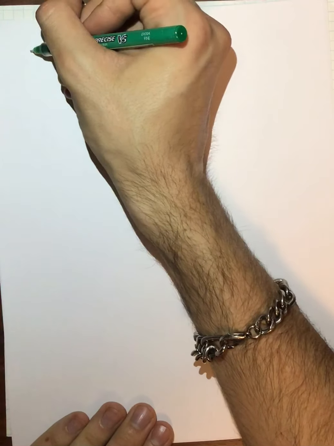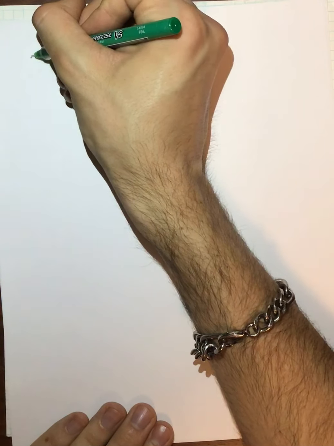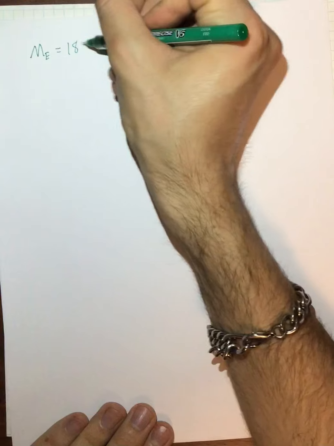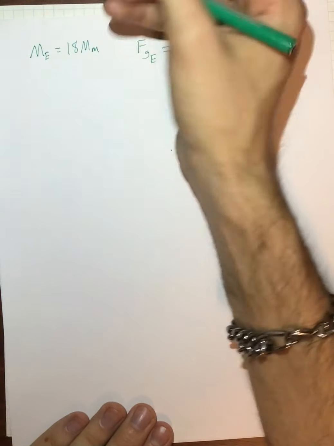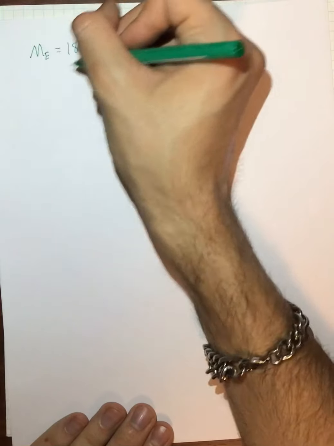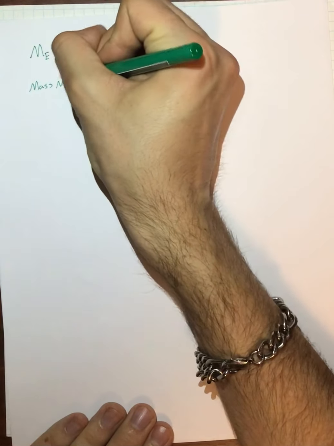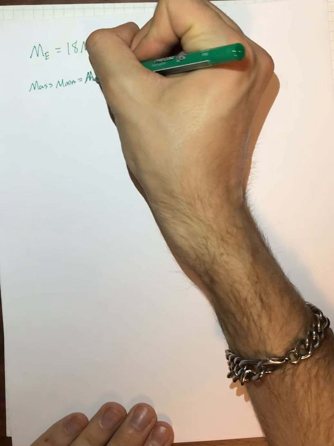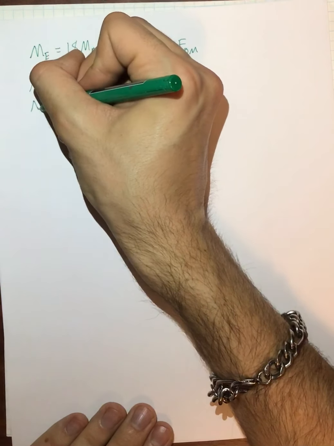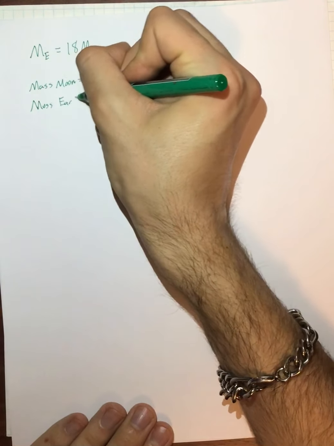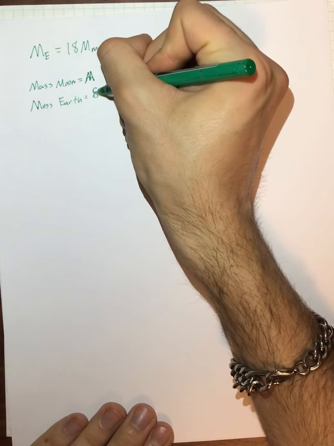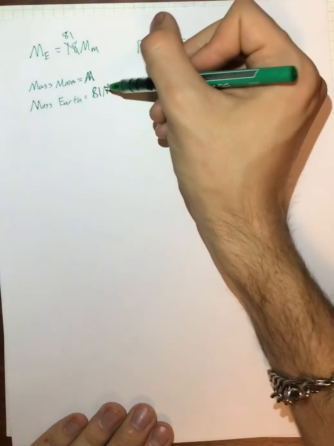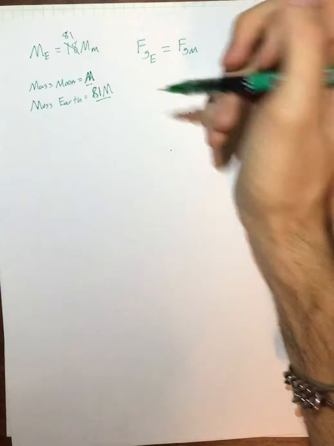Now, the thing they gave us in the problem was that the mass of the Earth is 81 times the mass of the Moon, which is what we're going to do to represent that. We're going to call the mass of the Moon M, okay? Well, actually, we'll call it big M, because it's pretty big. And then we'll make the mass of Earth equal to 81 times big M. So I know I wrote 18 up here, but I meant 81. So the Moon is M, the Earth is 81 M.